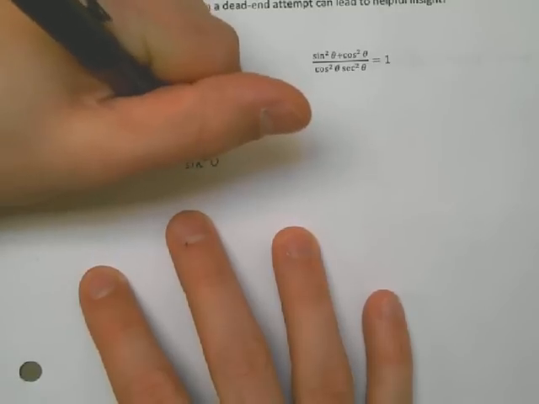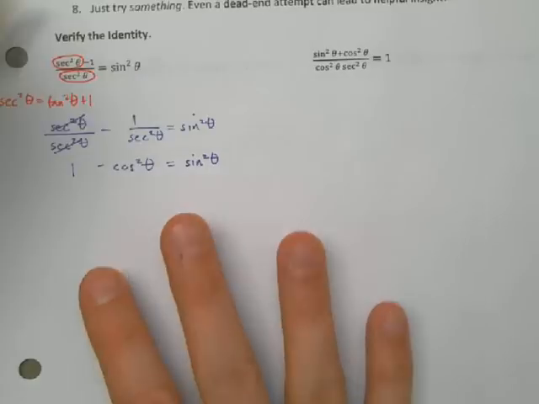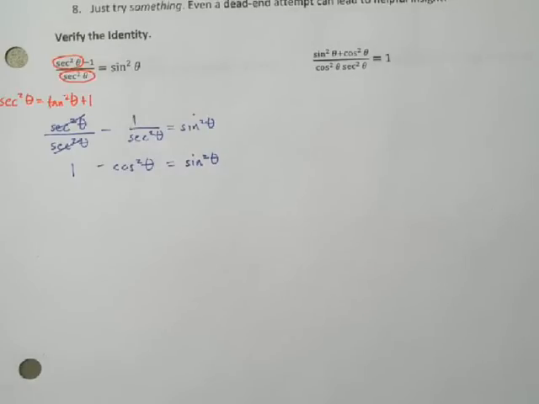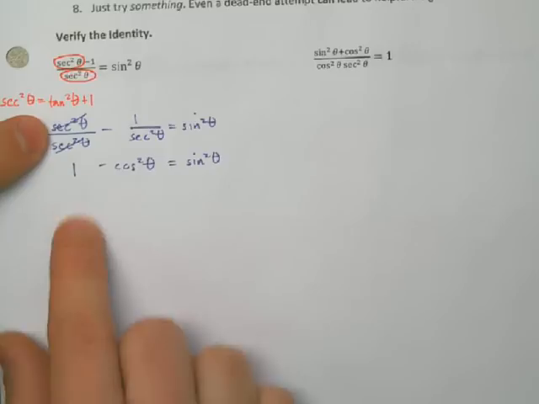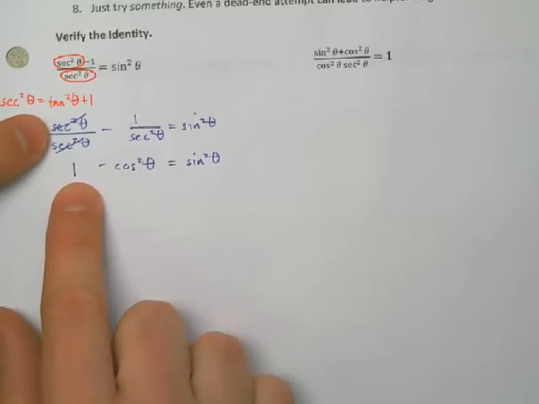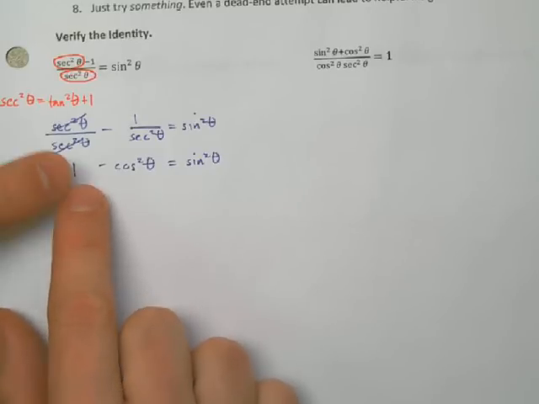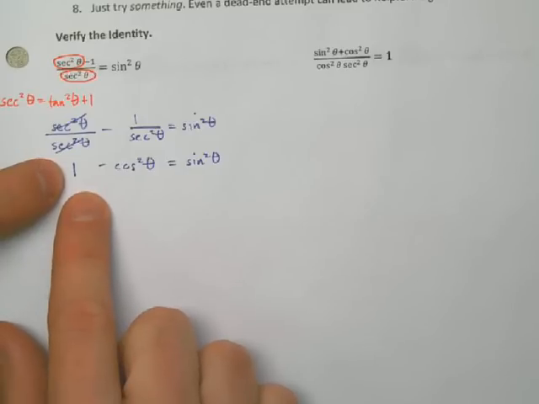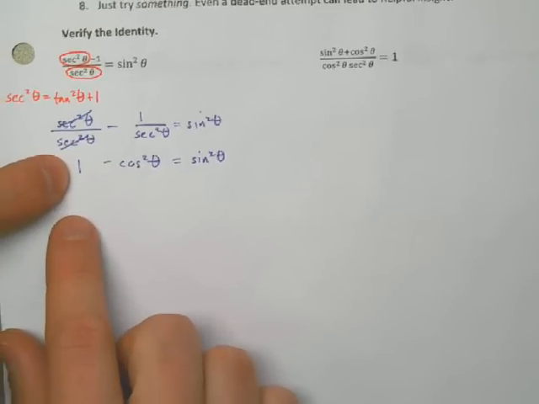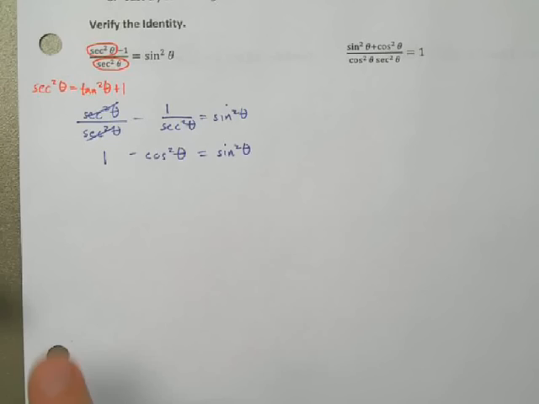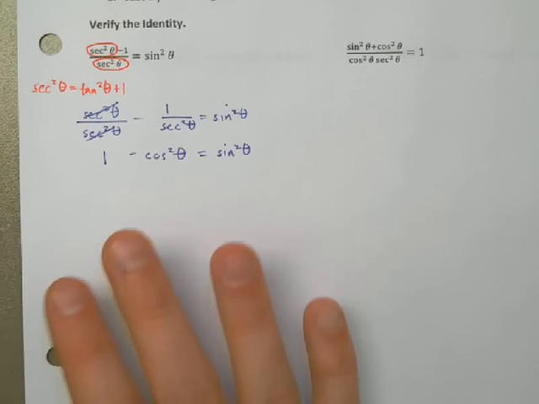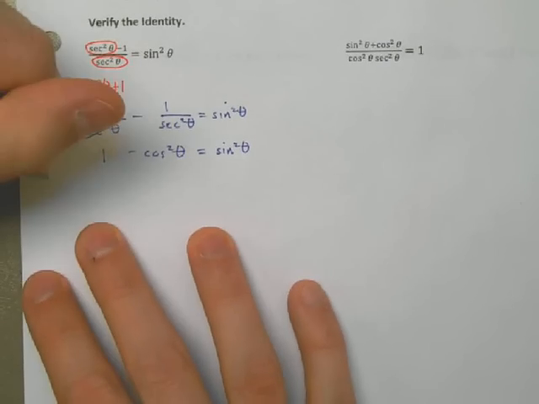It looks a lot more complicated, doesn't it? So let's go ahead and try to simplify it. The first thing I notice whenever I look at this problem is on the top, I see sine squared plus cosine squared. And that rings a bell. That sounds familiar, doesn't it? Because that's actually just 1. So I'm going to rewrite this as 1 over cosine squared theta secant squared theta. That's equal to 1.